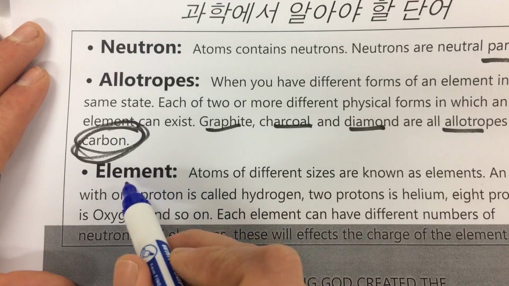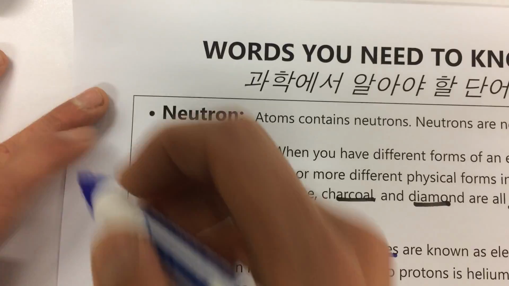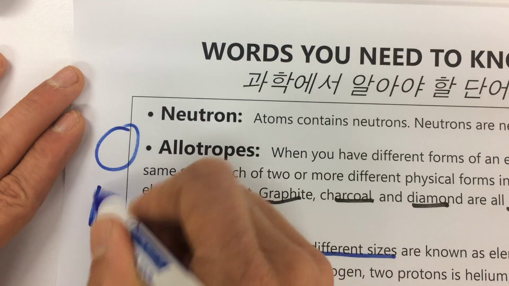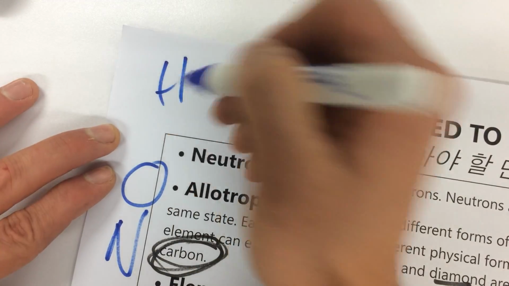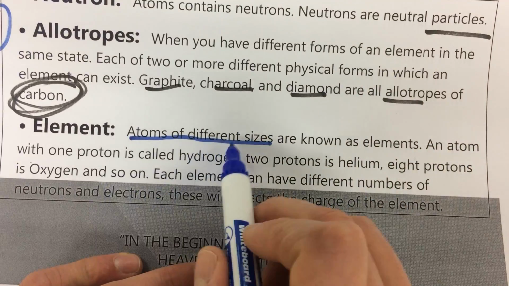An element, what's an element? Well, atoms of different sizes are known as elements. So you have oxygen, we write O, you have nitrogen, we write N, you have hydrogen, we write H. So atoms of different sizes give us elements.